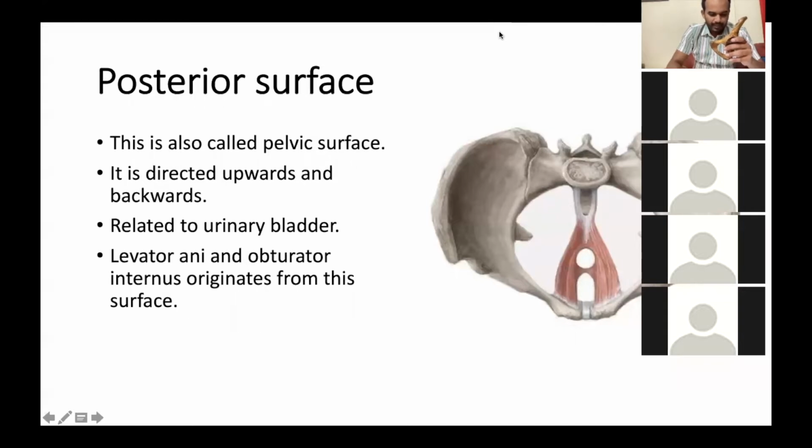Yes. So the posterior surface of the body of the pubis is called the pelvic surface. This surface is related to the urinary bladder, and it gives attachment to two muscles. One is the levator ani muscle. Number two is the obturator internus muscle. And this surface is directed how? Upwards and backwards. This is about the posterior surface.